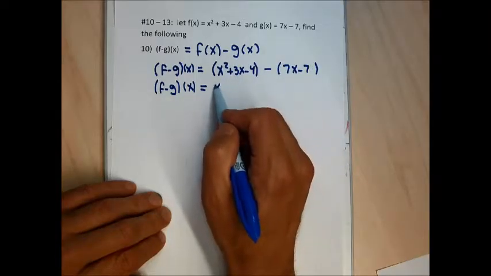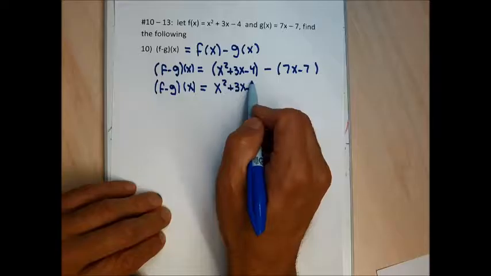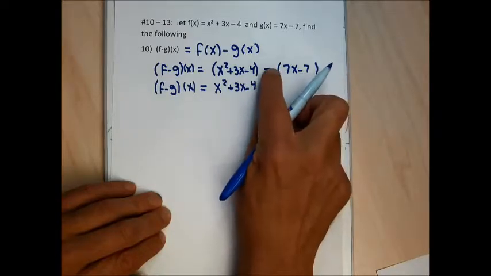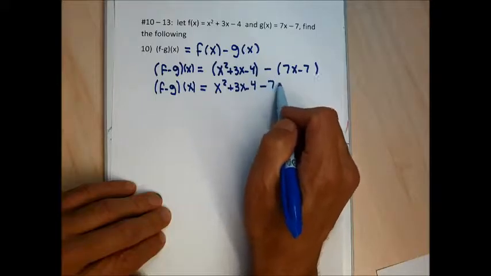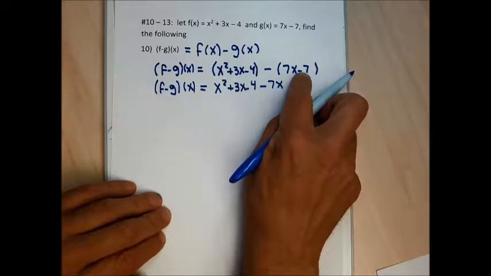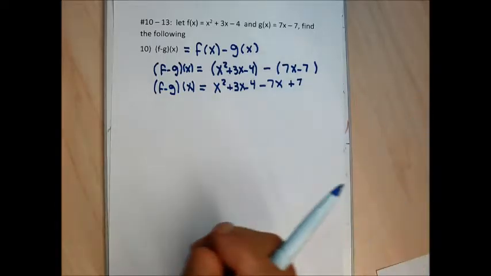The first parentheses I put in, I could just drop without altering the x squared plus 3x minus 4. The second parentheses, this minus is going to attach to the 7x and make it a minus 7x, and it's going to flip the sign of that negative 7 and make it a positive 7. Now I need to combine like terms.